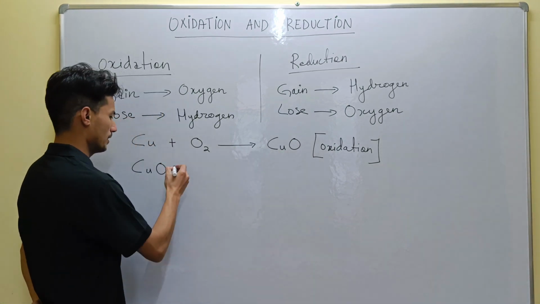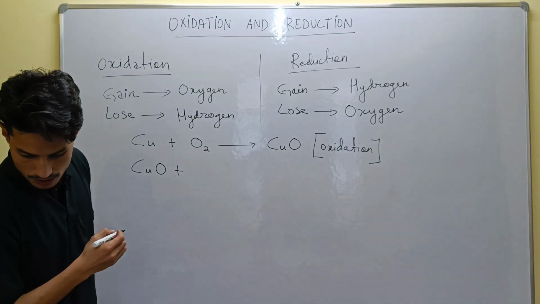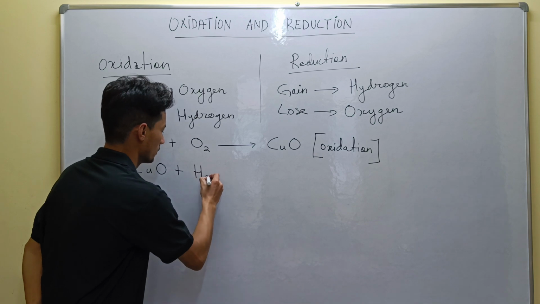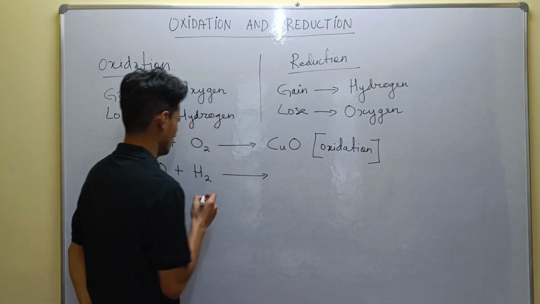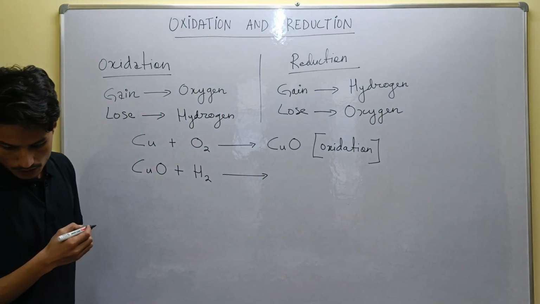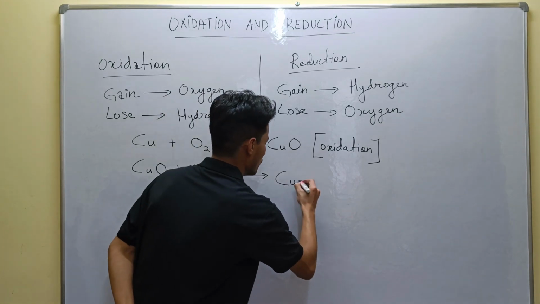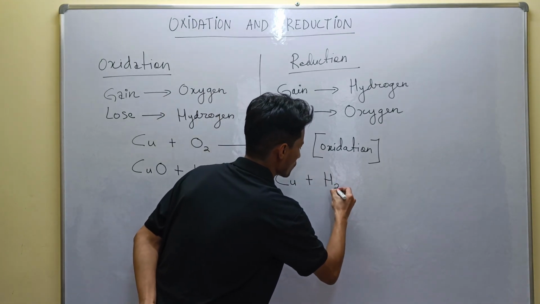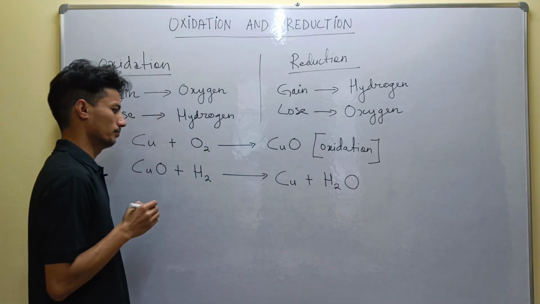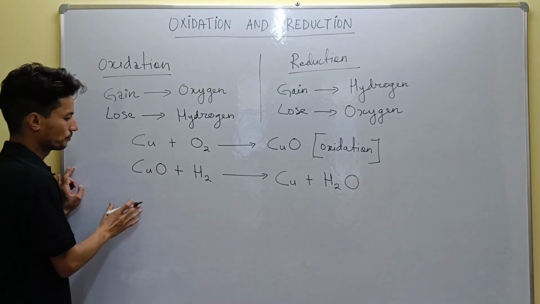All right, now let us take another example from the textbook, which is copper oxide, the same compound, plus hydrogen. What are the products? The products are copper plus H2O. Now this is going to be interesting.